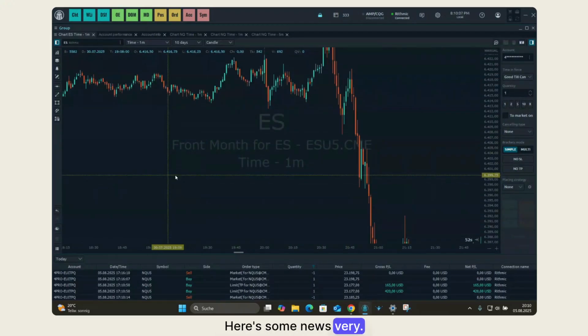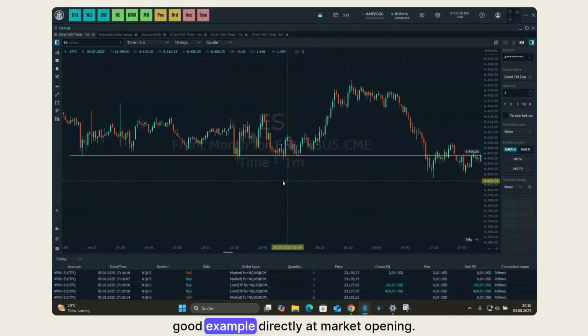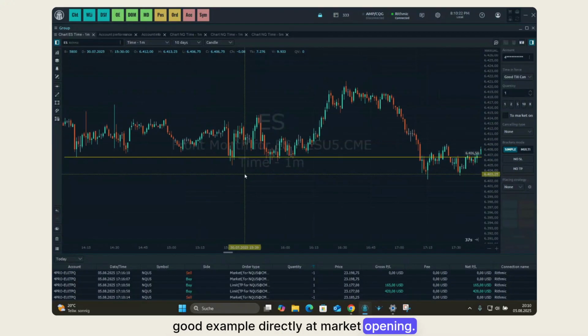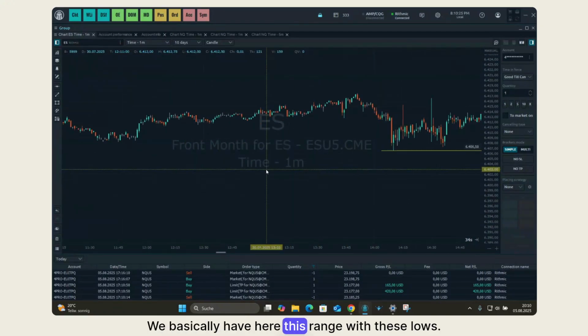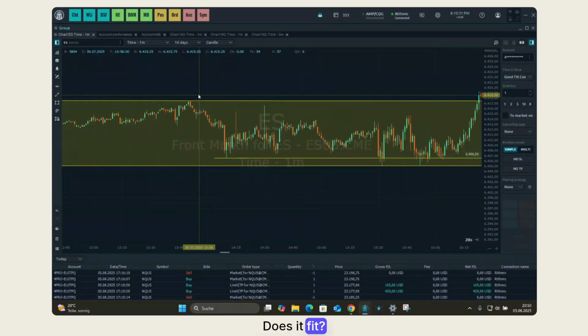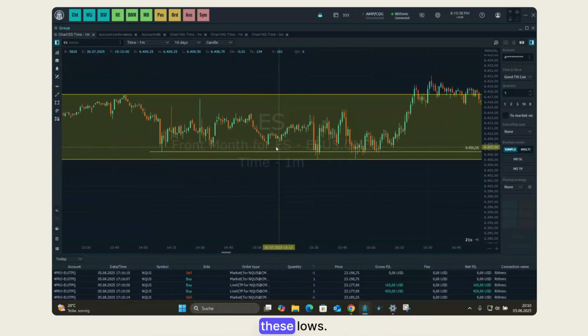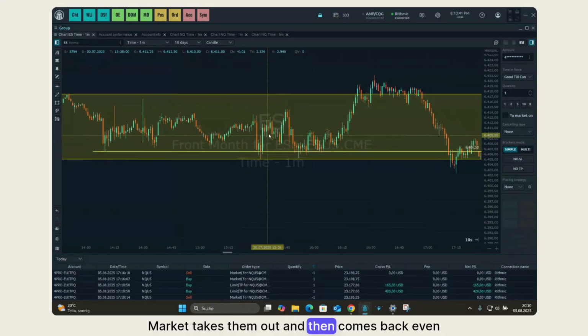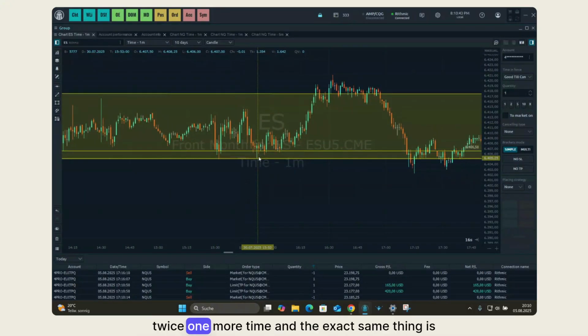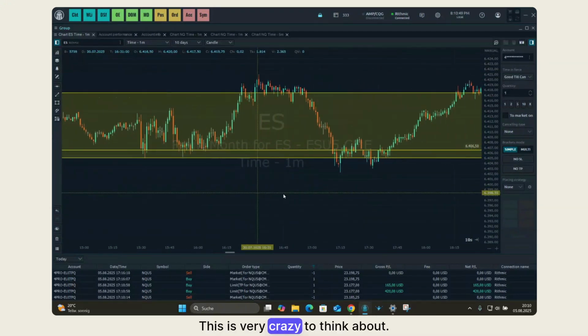Let's look at this day. Here's some news very late in the evening. So market opening is here. If you look after that, we have a good example directly at market opening. We basically have here this range with these lows. Let's just make it like that. Does it fit? Oh yeah, it fit perfectly. So basically we have here this range. We have here these lows. Market takes them out and then comes back, even twice, one more time, and the exact same thing is happening again. That's just very crazy to think about.